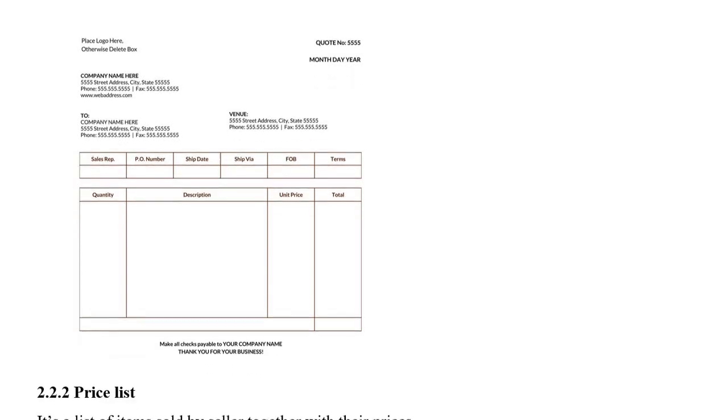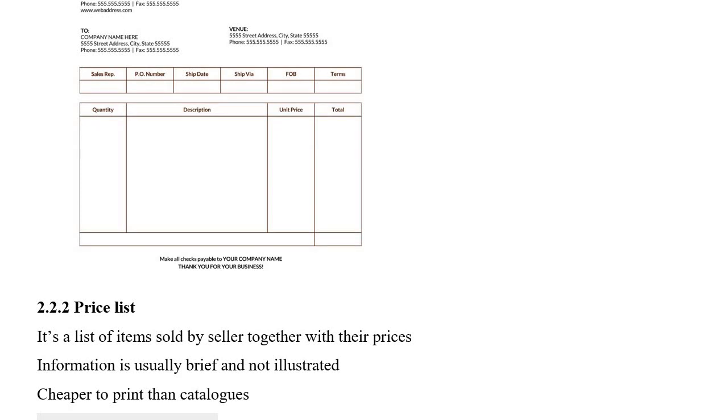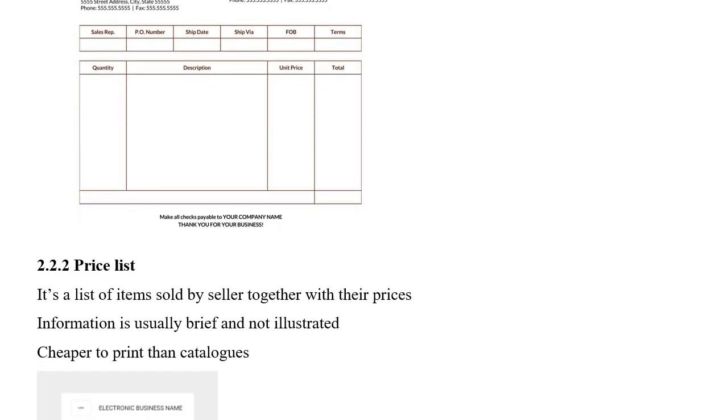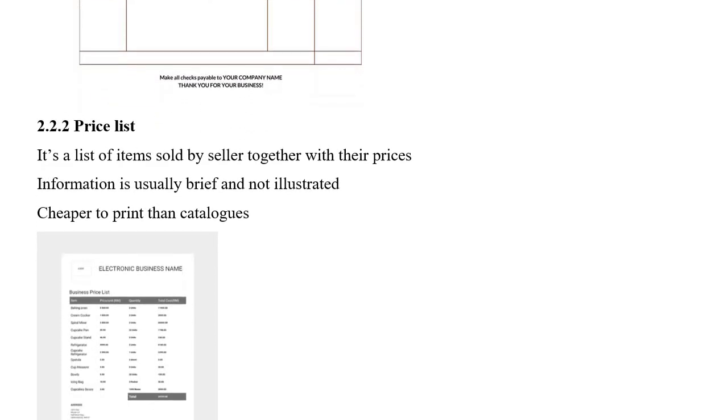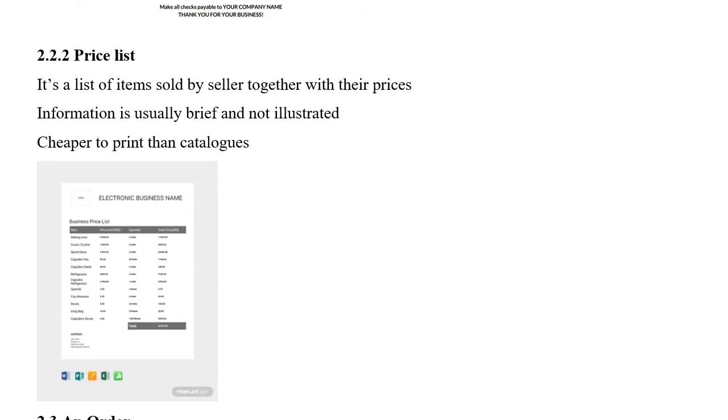Let's go to the next document of Hometrade. It is called a price list. I know most of us have encountered this because this is a common thing that you can't miss out on in your day-to-day life.